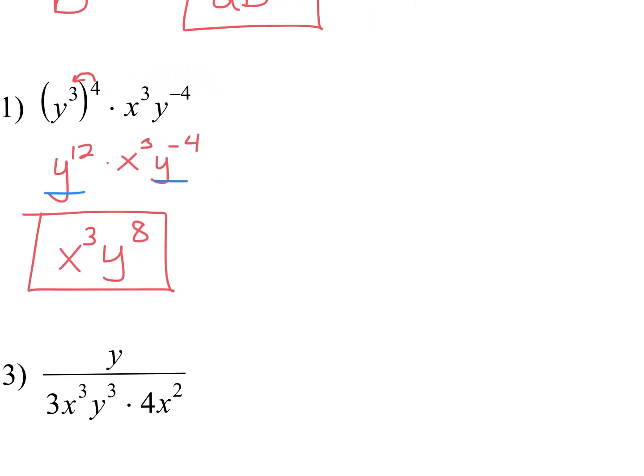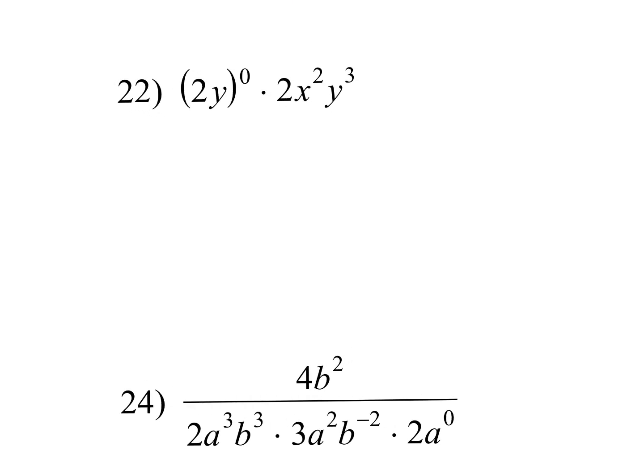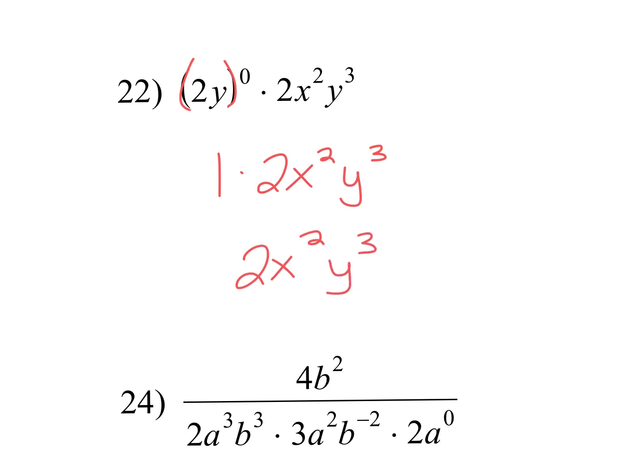Okay, move on to 22. Anything to the 0 power is 1. So what happens to this whole thing right here? It's to the 0 power, so that whole thing is just 1. And then we still have 2x squared y cubed. Can we really do anything else? No. So your final answer is just that, 2x squared y to the 3rd. So whenever you see anything to the 0 power, it's automatically 1.